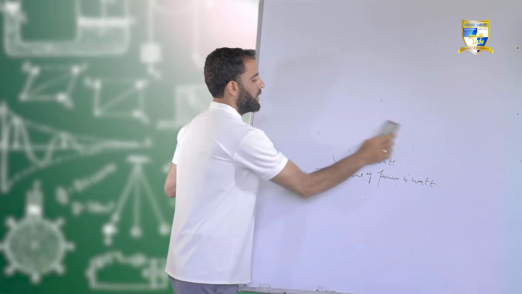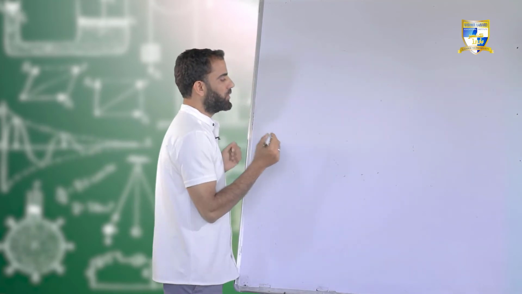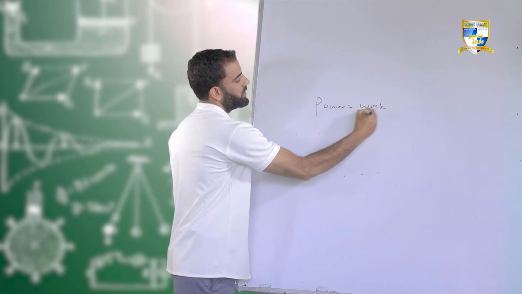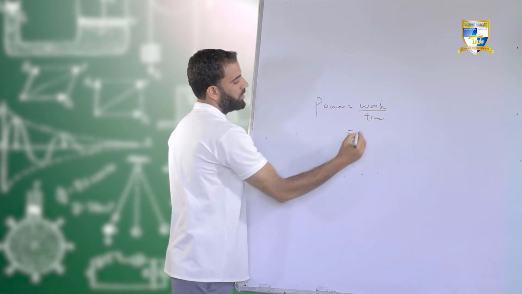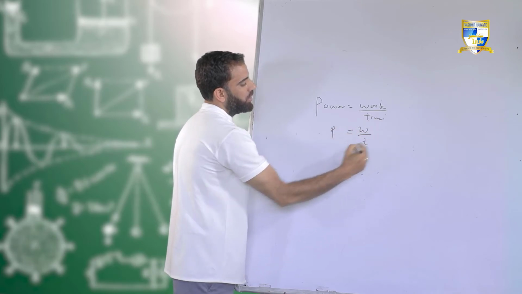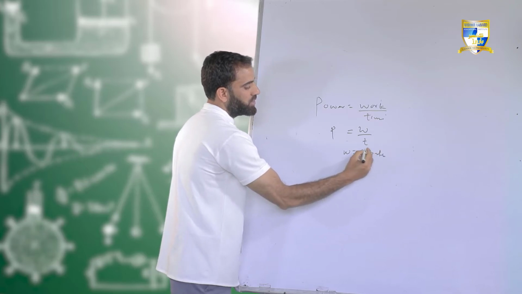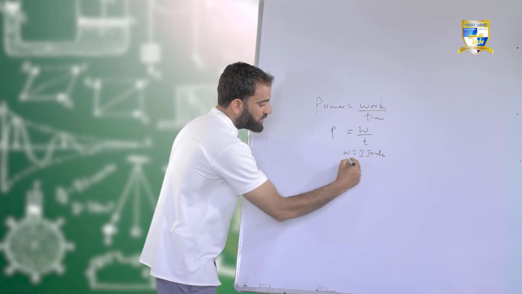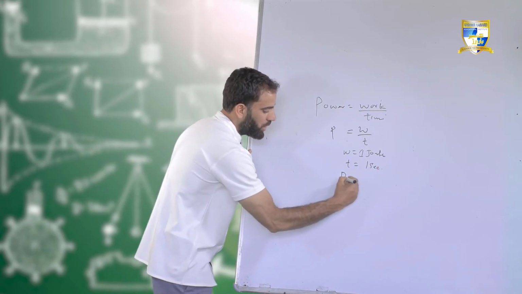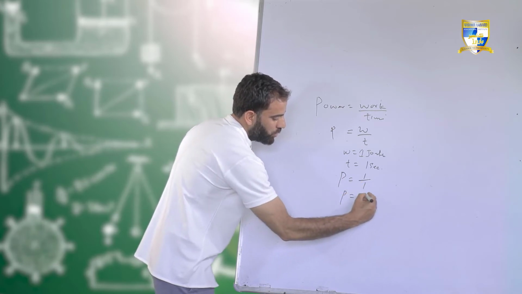Let us now define what is 1 watt of power. So power equals work done divided by time. If the amount of work done is 1 joule and the time is 1 second, what will be the power? Power equals 1 divided by 1. What is that? 1 watt.